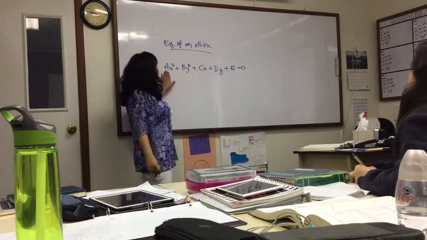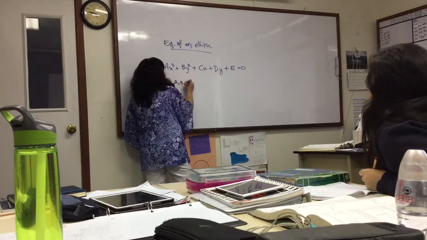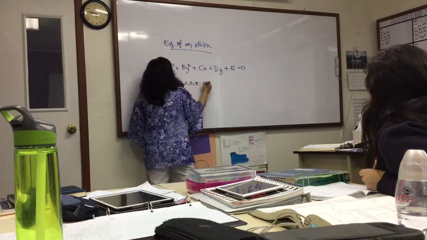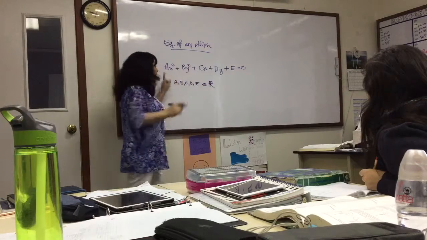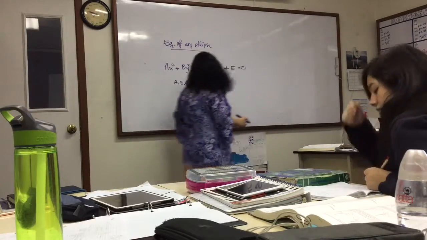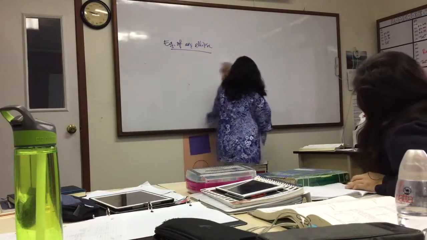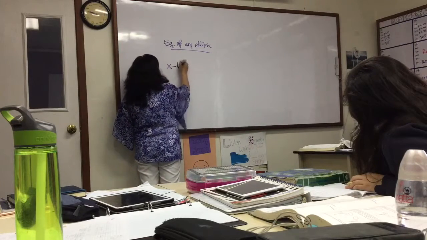Which means that you have numbers at the A, B, C, and D. A, B, C, D, and E belong to the real numbers, meaning they are coefficients. Okay? But you're going to see that later. In general, know what you're trying to get to is this. And tell me if it looks familiar.